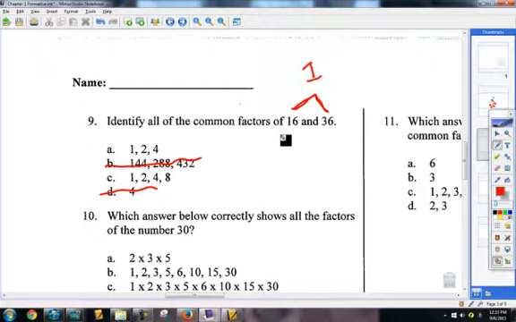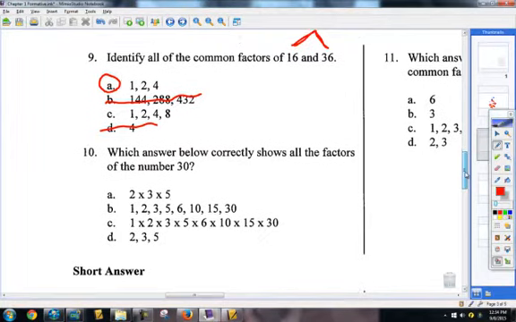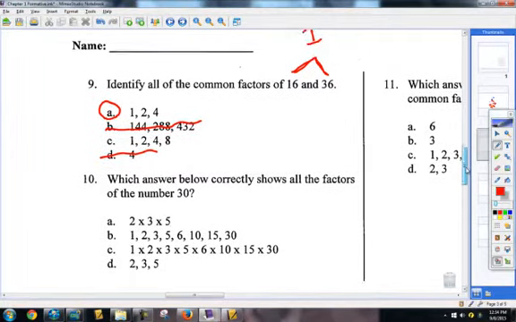You could list all the factors of 16 out, or all the factors of 36 and see which ones match. That's the way you probably should have done it. But I'm just going to go ahead and tell you that the answer is A. I think you guys could have figured that out. You just got to go through and check all the numbers. It's kind of time consuming. Make sure you do your check or your X.